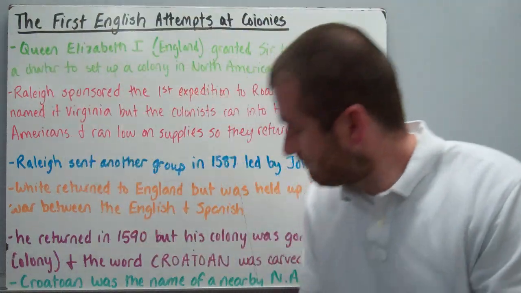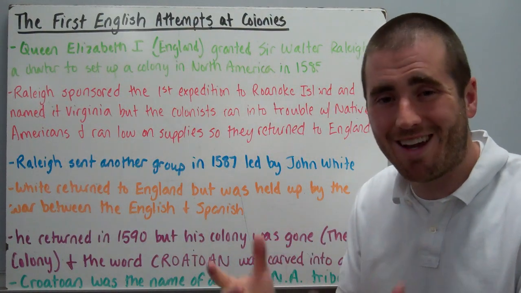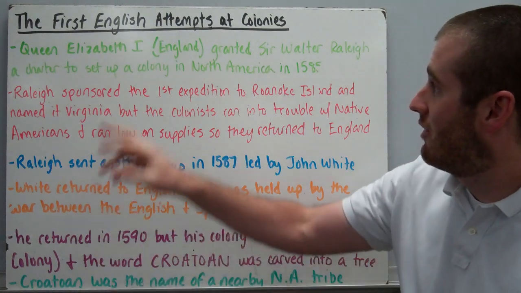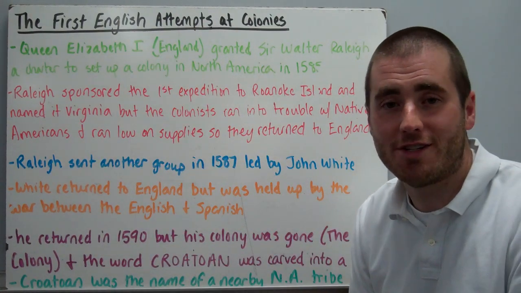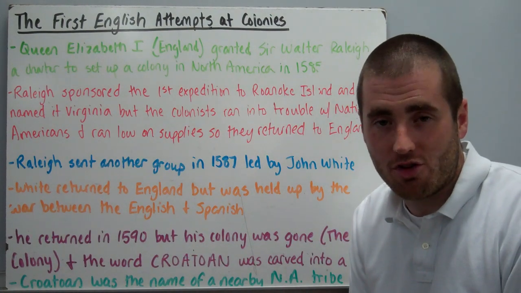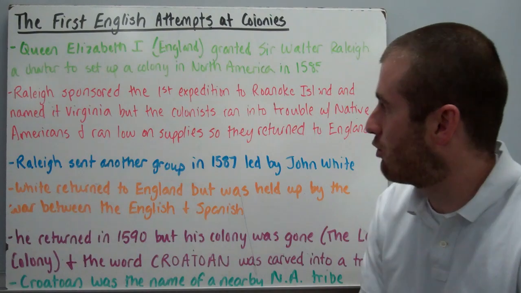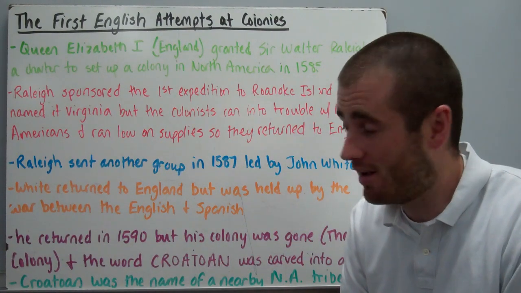Sorry for that confusion. All right, so now that we've talked about the Columbian Exchange and the triangular trade, we want to get into how the colonies began to set up. This is the first English attempts at colonies. Queen Elizabeth of England granted Sir Walter Raleigh a charter to set up a new colony in the New World, in North America, and Raleigh sponsored the first expedition to Roanoke Island. He named that area Virginia.